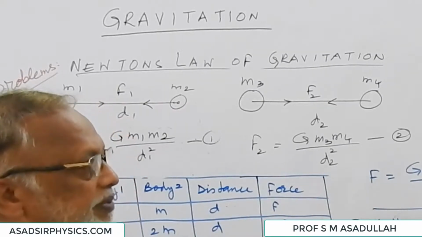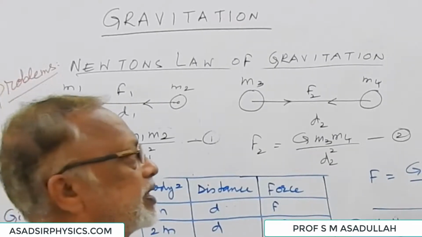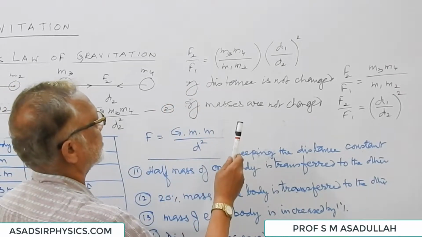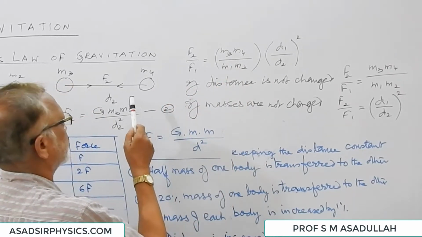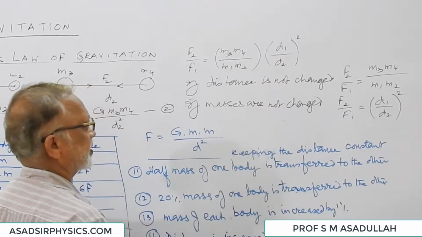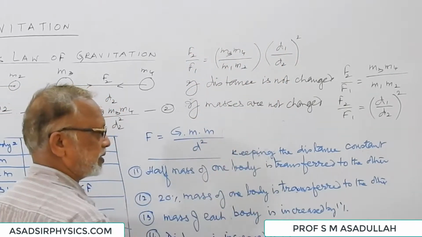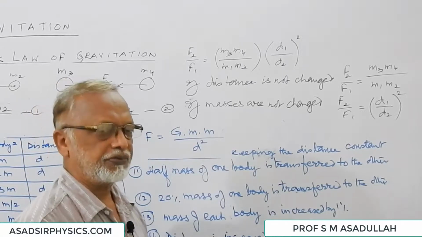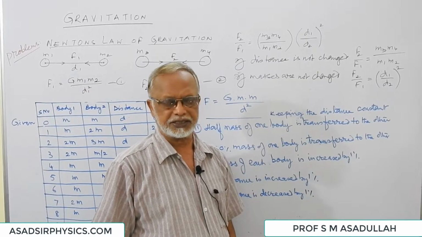Let us divide one by the other. We get F2 by F1 is equal to m3 m4 by m1 m2 into d1 by d2 whole square. This is a complete formula which contains masses as well as distances.